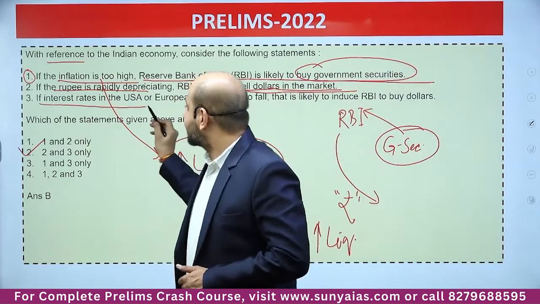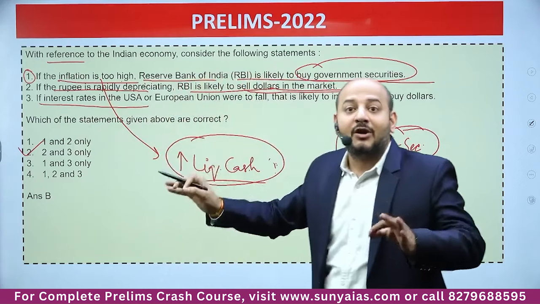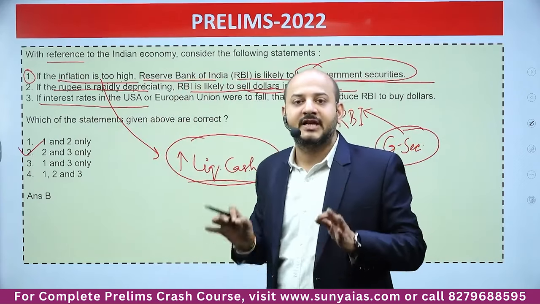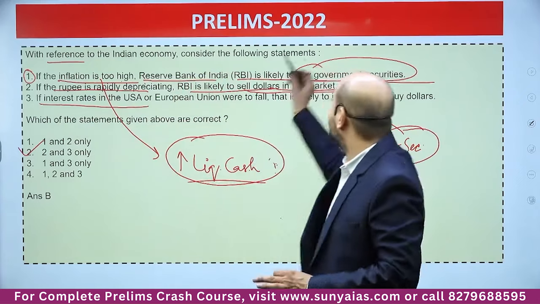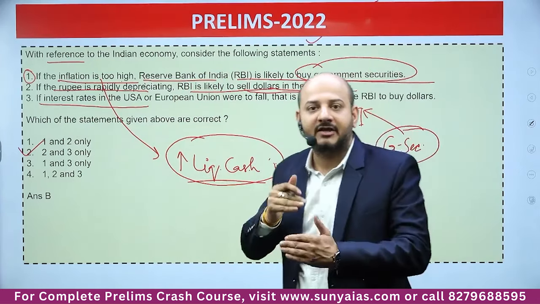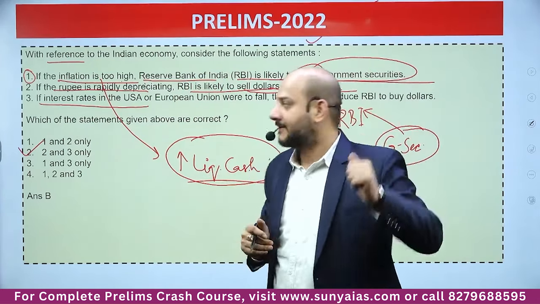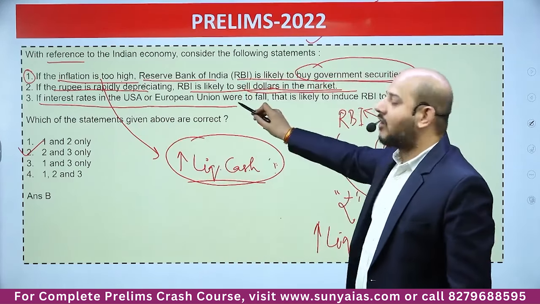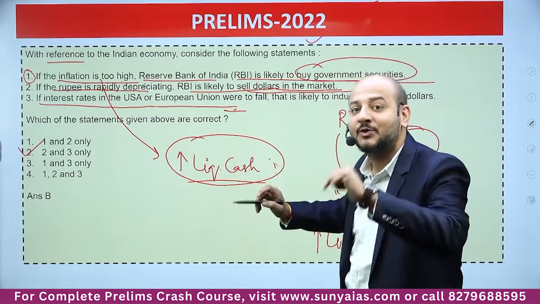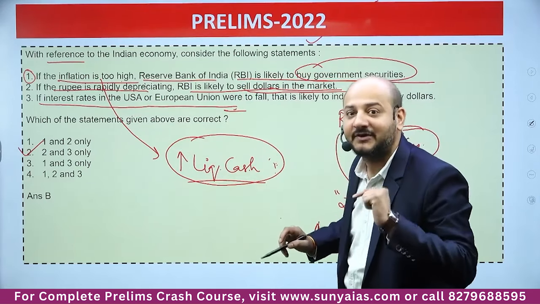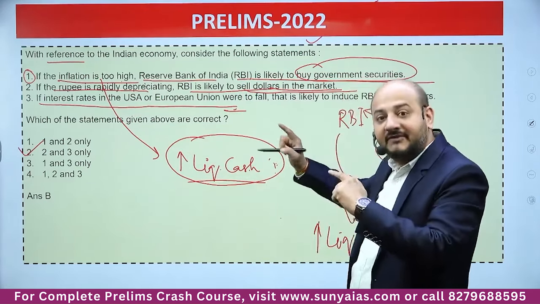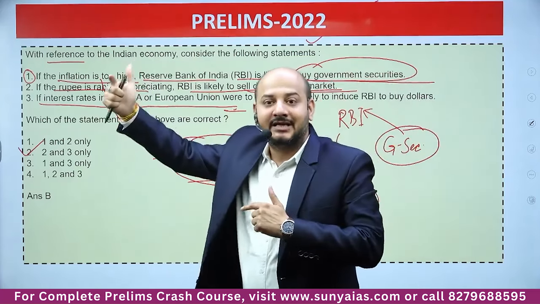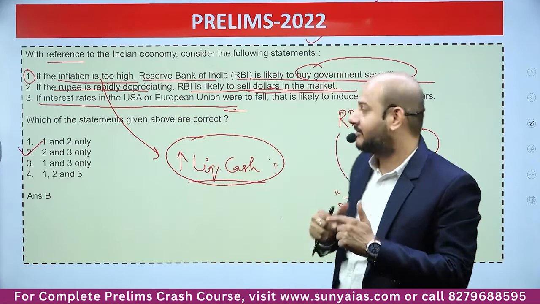If interest rates in the USA or Europe, see, UPSC has already asked this question. Therefore, this topic is more important for us. That too in 2022 they have asked. 2023 में तो बहुत major change आ गया है अभी. If interest rates in the US or European Union were to fall, क्योंकि उस समय fall हो रहा था 0.15, 0.05 it was going there, है ना? Now they will tell you if it is going to increase suddenly, what will be the impacts on the Indian economy?